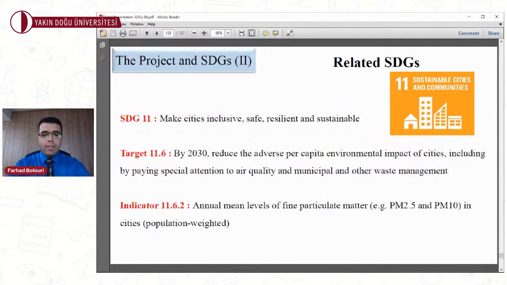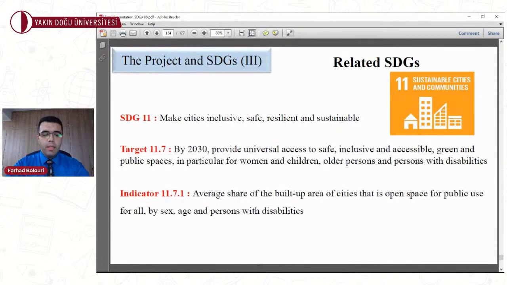11.2.1. And it is related again to SDG 11, but this time with target 11.6. It is about air quality. And as you see, it is related to indicator 11.6.2, about particulate matter and other pollutants in the city's air. And here you can see it is related again to SDG 11, but this time target 11.7 and indicator 11.7.1, as it is related to people with disabilities and the people living in the cities.